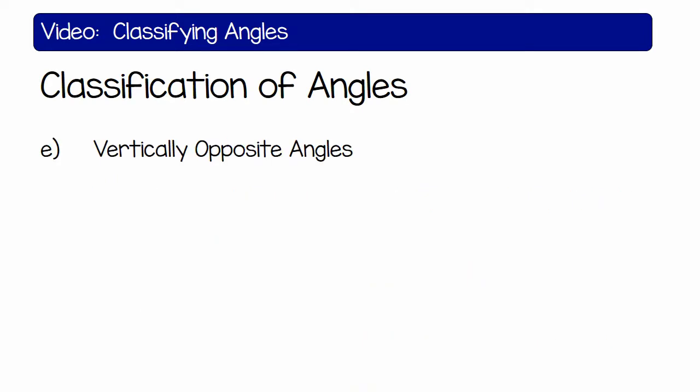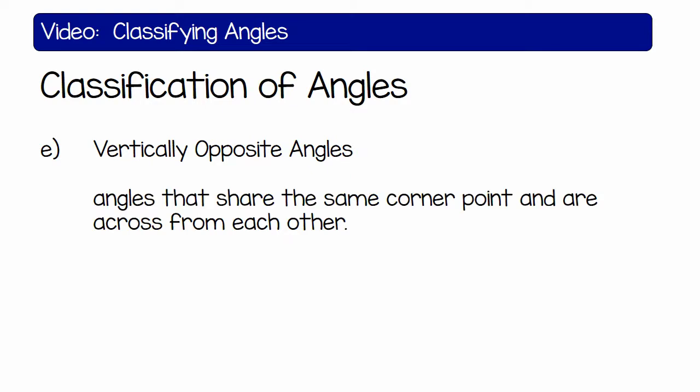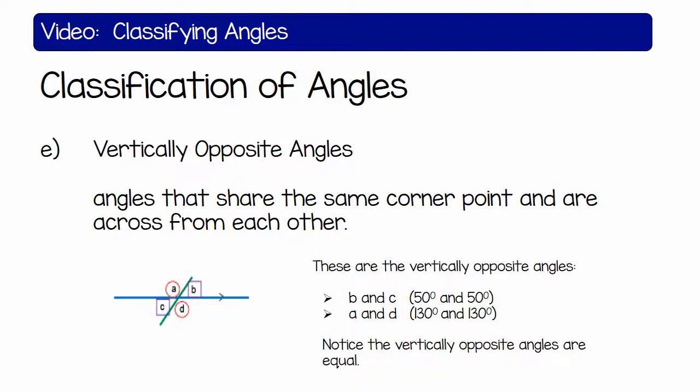E, vertically opposite angles. Angles that share the same corner point and are across from each other, as shown in the diagram. B and C are vertically opposite, and A and D are vertically opposite.